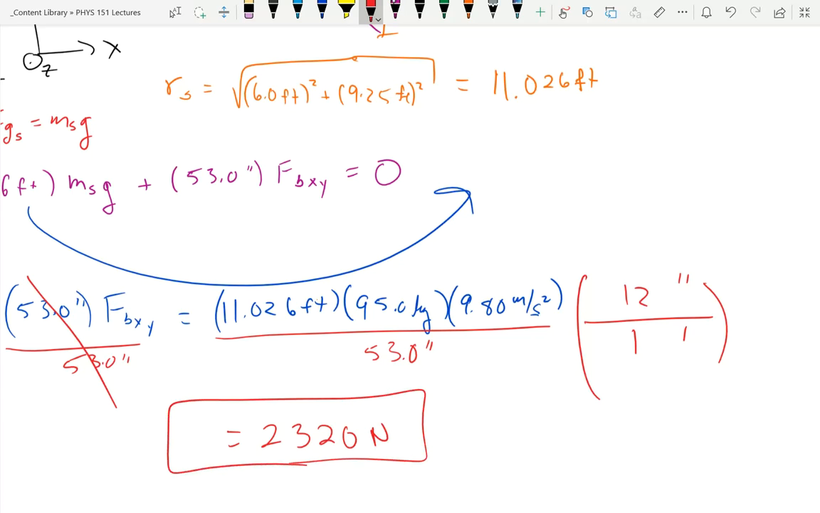Using appropriate significant digits, the additional base force is 2,320 newtons. So in terms of how in-depth the problem is, the problem itself wasn't super in-depth. What made it difficult? The spatial relationships.